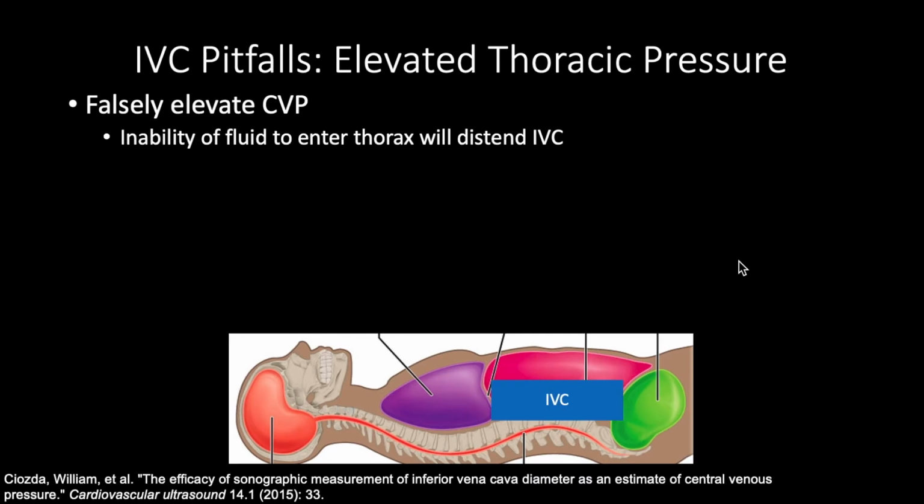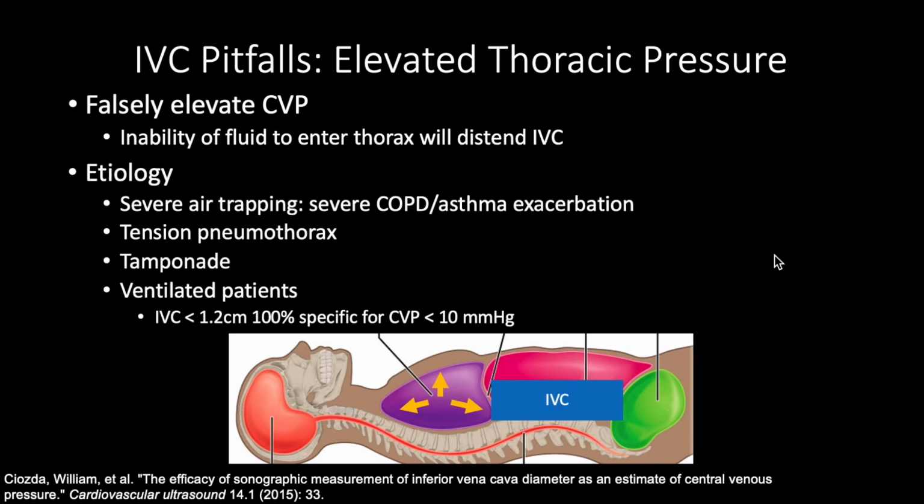Also think about the thoracic pressures. So if you have high thoracic pressures, it's going to prevent fluid from entering the thoracic cavity, and that's going to artificially distend your IVC and falsely elevate central venous pressure. Several common examples: with severe COPD or asthma, you can hyperinflate the lungs and contribute to distended IVC and neck veins. Tension pneumothorax can do this as well. Tamponade, when the heart is being crushed by fluid, is going to prevent fluid from entering into the pericardial space.